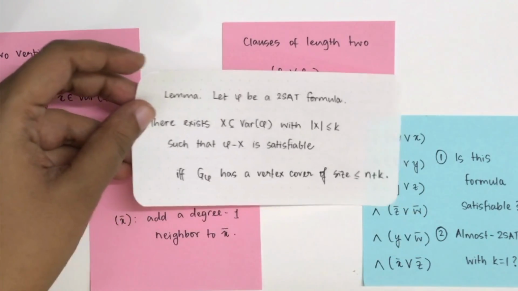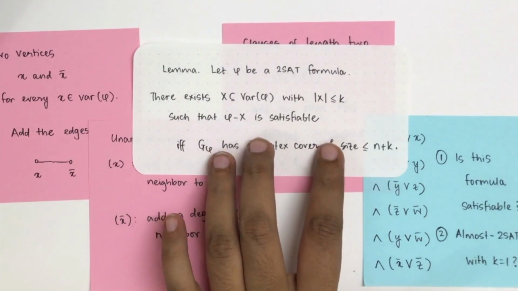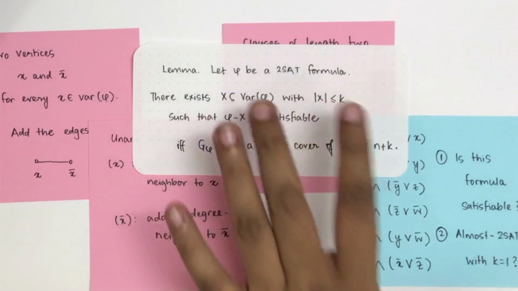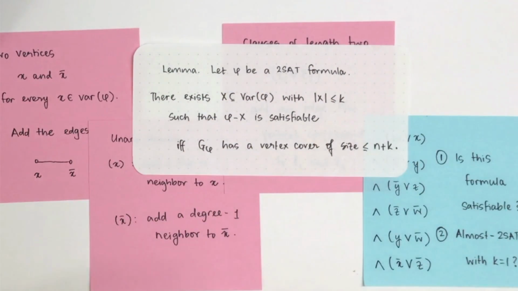So just like we had with OCT, what we want to show here is that if you have a valid solution for phi comma k, right? If you have a subset of at most k variables which, when set aside, make the remaining formula satisfiable, then you also have a vertex cover of size n plus k in the graph that we just described. So that's what we want to show. And once again, once you show this, you are done.